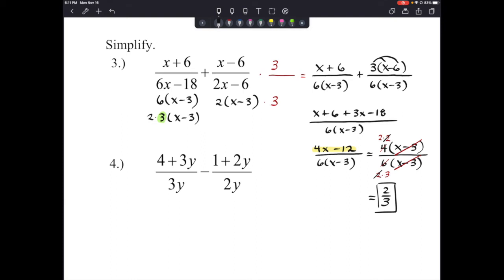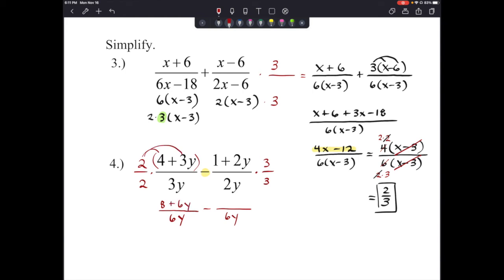All right, so number 4. Now we're changing it up a bit. We have subtraction. When I have a 3 times a y in one denominator and 2 times y in the other, that just means I need to multiply my fraction on the left times a 2 on the top and the bottom, and the fraction on the right times a 3 on the top and bottom. So now we're going to have a 6y as our denominator on both of them. And then when I multiply on the top, 2 times 4 is going to be 8. And then 2 times 3y would be plus 6y.